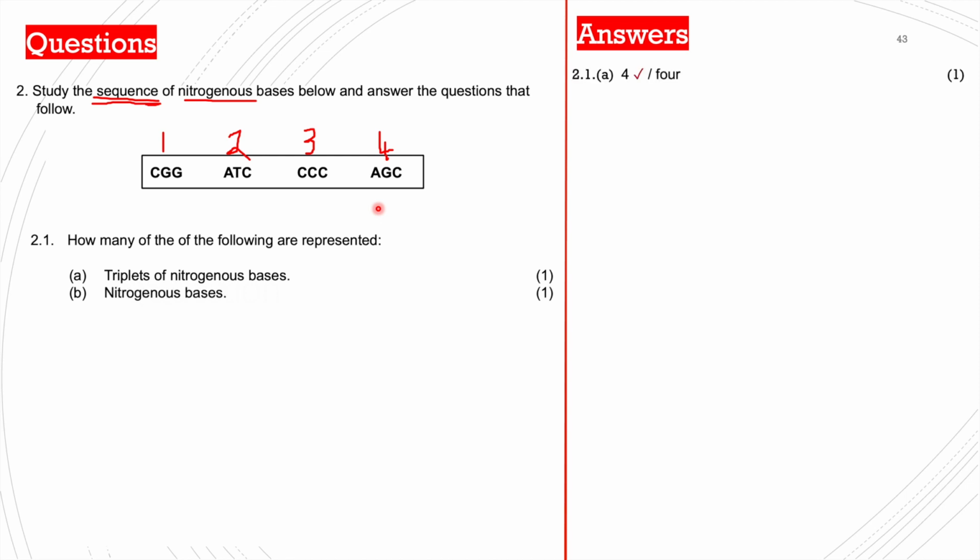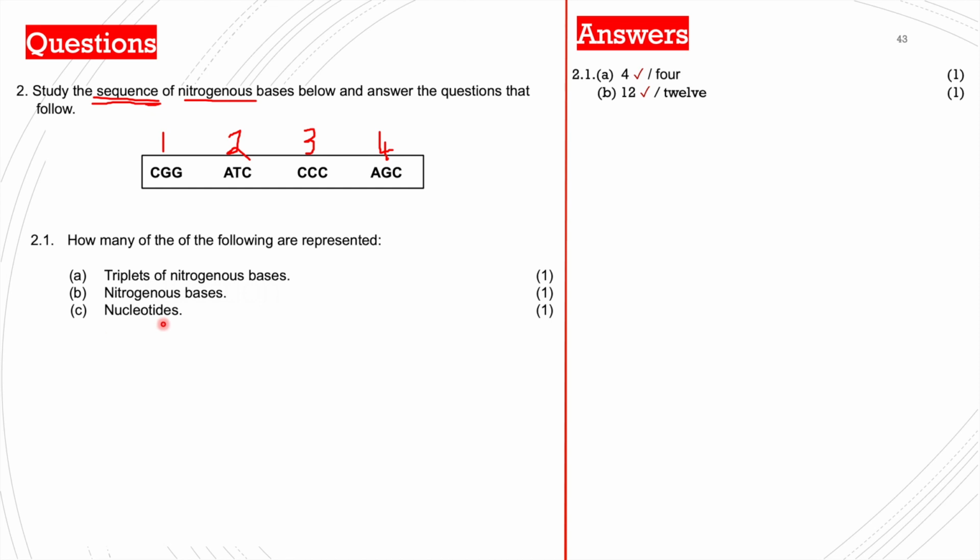Okay. Sub-question B, nitrogenous bases. So how many nitrogenous bases are represented there? So we have 4 triplets of nitrogenous bases. But how many nitrogenous bases do we have in total? Each triplet contains 3, so this will be 3, 6, 9, 12. Or you can count them individually: 1, 2, 3, 4, 5, 6, 7, 8, 9, 10, 11, and 12. So the correct answer is 12 nitrogenous bases.